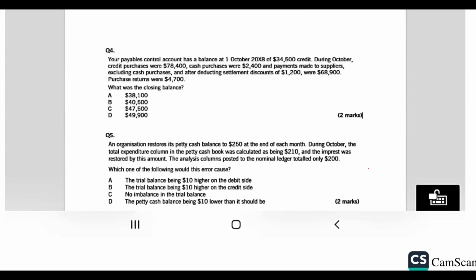The reason why I chose B is because it's showing on the credit side that they were supposed to give out 210, but they only gave out 200. So there is that. I don't know if it's an undercast of $10 or what I can call it. Okay.